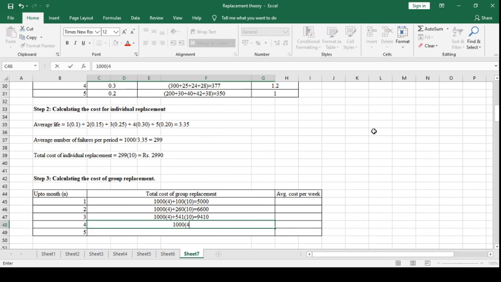Now similarly we will calculate for the fourth month, that is 1000 into 4, plus the quantity that is failing, that is 100 plus 160 plus 281 plus 377. So 918 multiplied by 10, so the answer is 13,180.